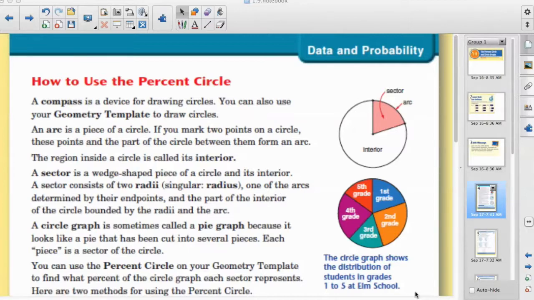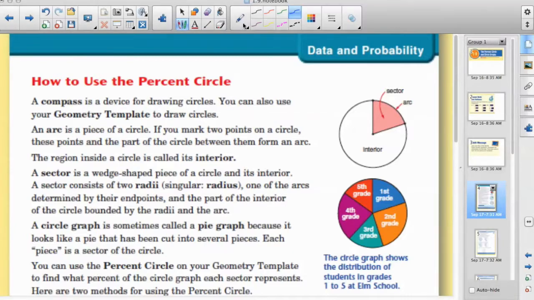Notice here in the second paragraph it starts with, an arc is a piece of a circle. If you mark two points on a circle, these points and the point of the circle between them form an arc. For instance, take a look over here. Notice that an arc has 2 points and it's a piece of the circle. And a sector might be like this kind of pizza-looking piece that goes into the interior of the circle.